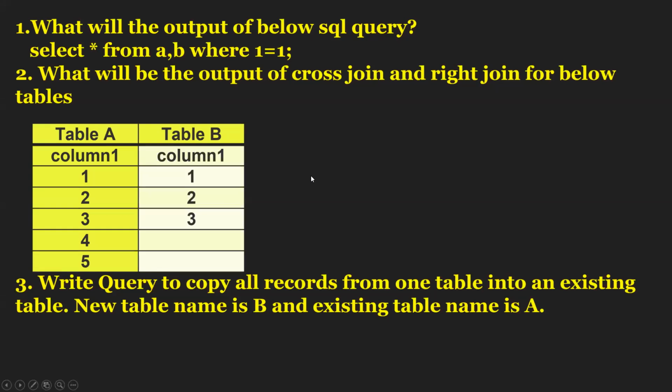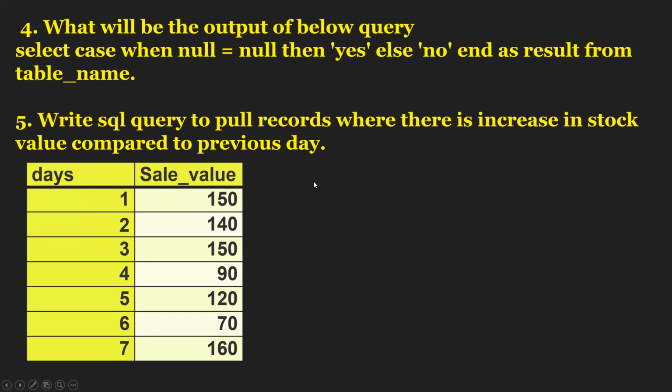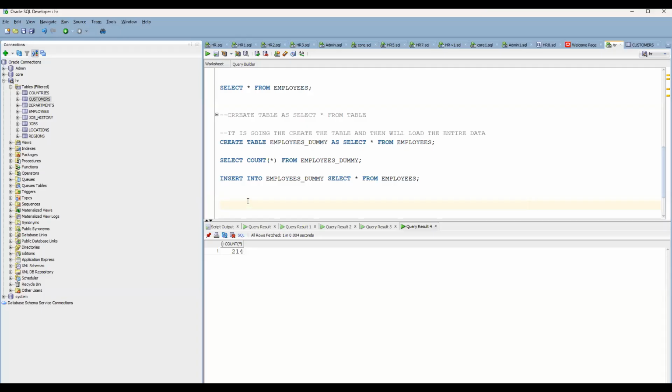Now let's get into the next question. What will be the output of the below query? So what is the query? SELECT CASE WHEN NULL = NULL THEN 'yes' ELSE 'no' END AS result FROM table name. Let's execute this first and explain it here. In the previous class and questions, CASE WHEN NULL = NULL THEN yes ELSE no END AS result FROM dual.